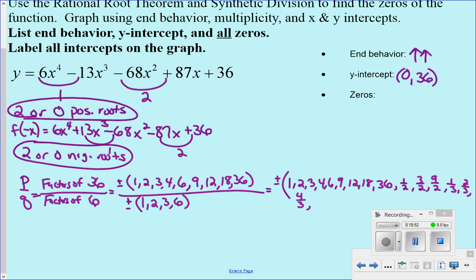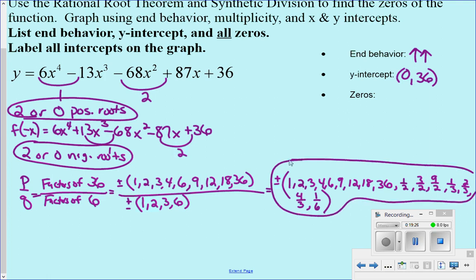Moving on to sixths. 1/6. 2/6 is 1/3, already on our list. 3/6 is 1/2, that's already on our list. 4/6 is 2/3, that's already on our list. 6/6 is 1, already on our list. 9/6 is 3 halves, already on our list. 12/6 is 2, 18/6 is 3, and 36/6 is 6, already on our list. So we can end our parentheses. So plus or minus all of those numbers, that's our p over q. Okay. So we have quite a long list this time.